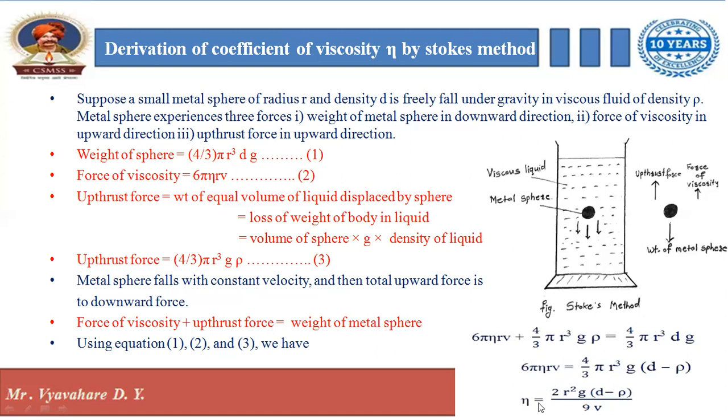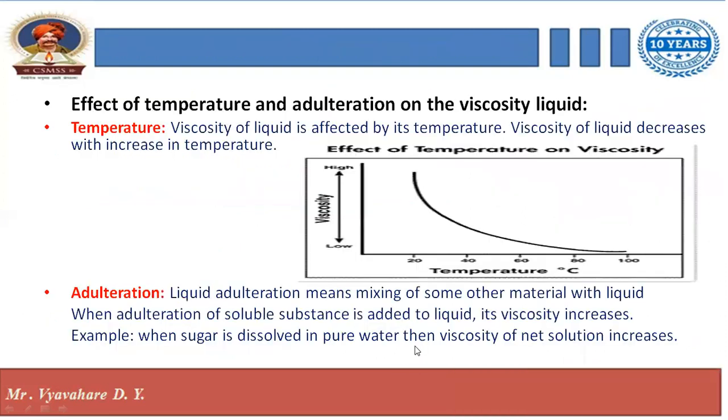So the final equation is eta is equal to 2 r square g times (d minus rho) divided by 9 v. Here r is the radius of the metal sphere, g is the gravitational acceleration, d is the density of the metal sphere, rho is the density of the liquid, and v is the terminal velocity in the liquid.